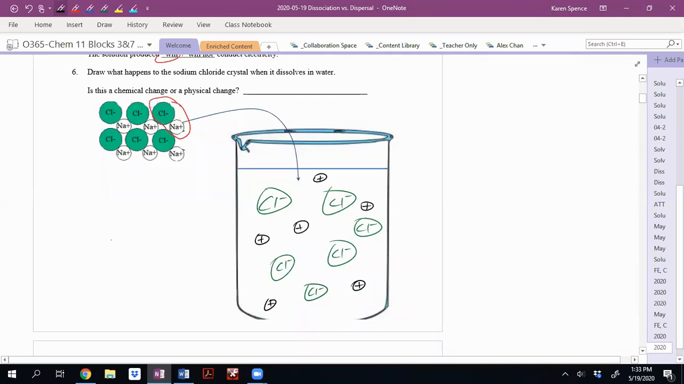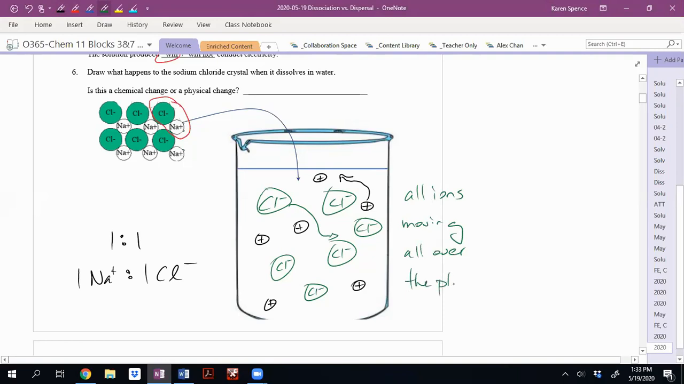Okay, so I have a 1-to-1 ratio of 1 sodium ion for every 1 chloride ion. And these ions are free floating. So this one can move around. The chloride can move around. Everybody's all moving all the time. All ions moving all over the place.